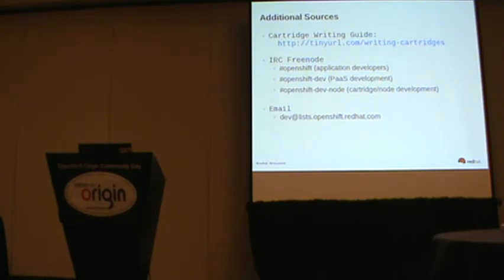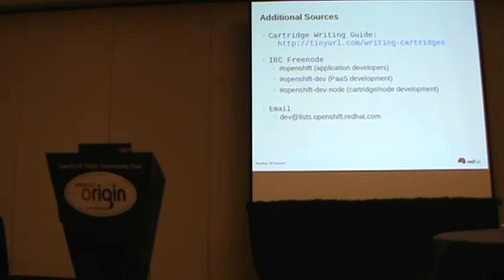The node one is pretty much just the node guys. The OpenShift one is where a lot of the users hang out. So if you start writing cartridges and people start downloading them, application developers, that's where they're going to come asking questions. So if you get into this, it would be great for that. Our email is dev@openlists.